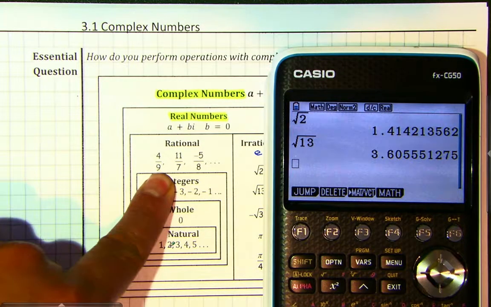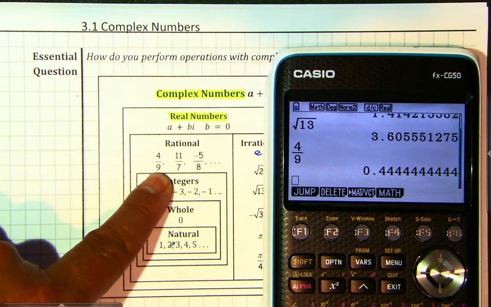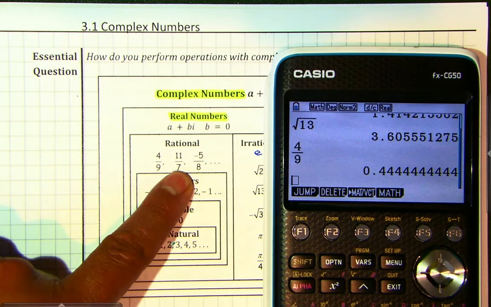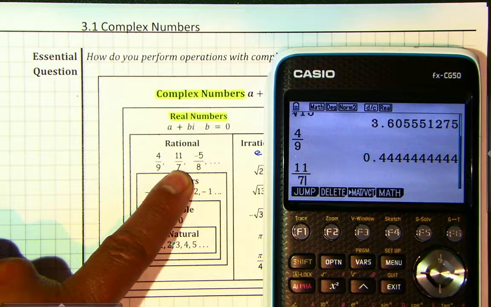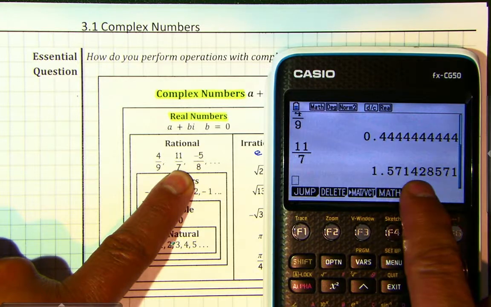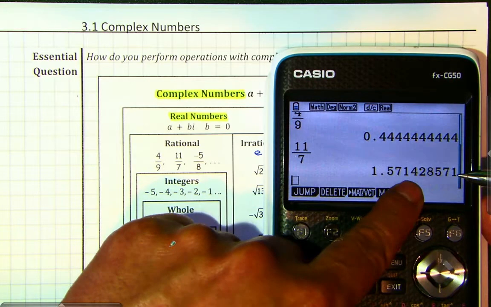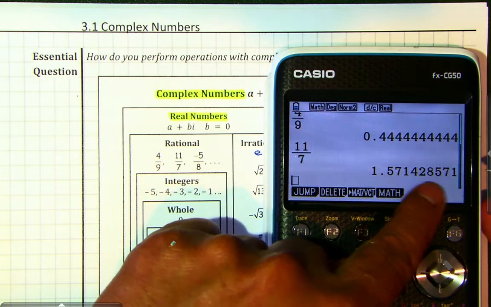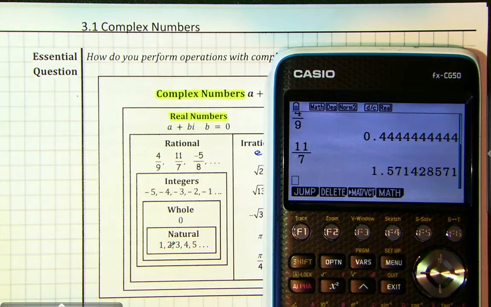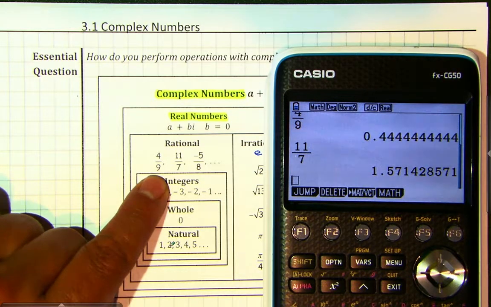Now, rational numbers can be fractions, but when you change them to a decimal, they are going to be repeating decimals. 11 over 7. If I change it to a decimal, notice that it seems that they don't repeat, but if we pay close attention, after the 8, then we have 5, 7, 1, 4, 2, 8, 5, 7, 1, 4, 2, 8, and so on. So therefore, this repeats, which makes it a rational number.